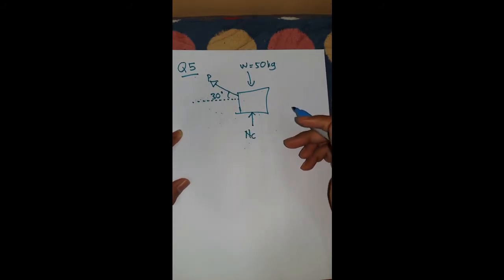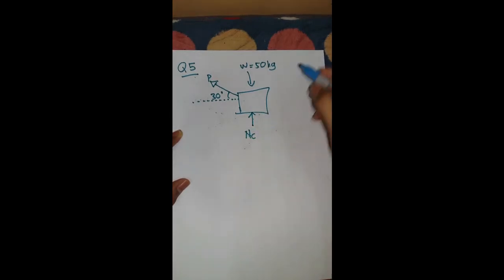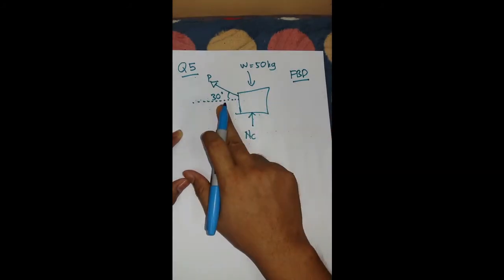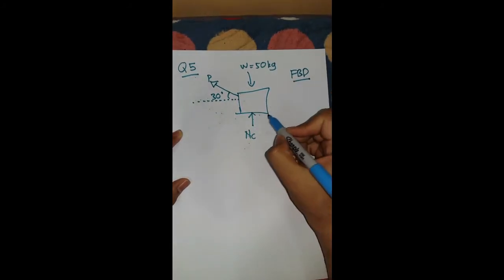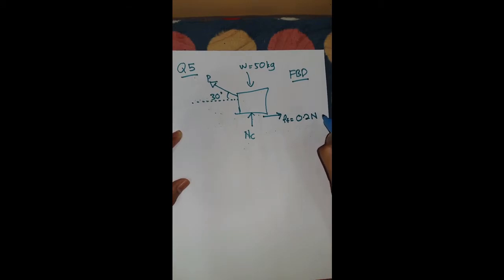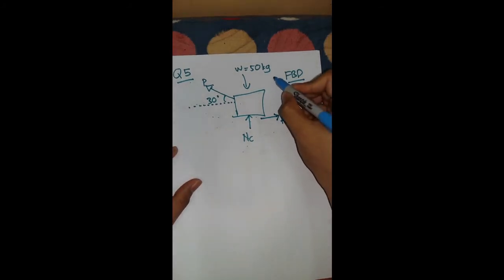Okay, we have another one to put in this free body diagram. Here is the free body diagram. Step number 1: opposite to the force here, we're going to put the frictional force. Frictional force is 0.2 times the normal force. That is step number 1. Step number 1 is the free body diagram.